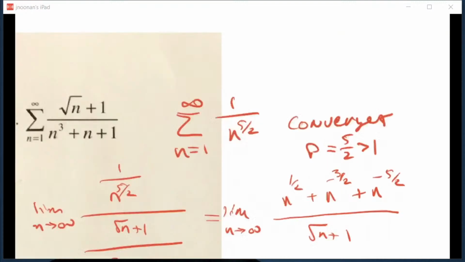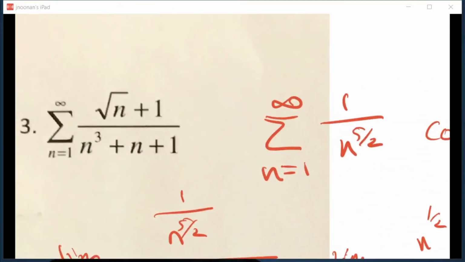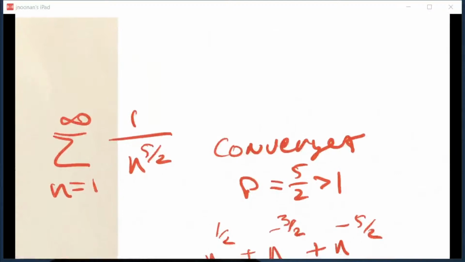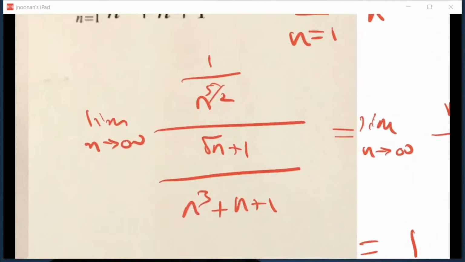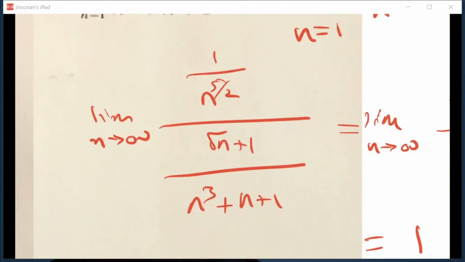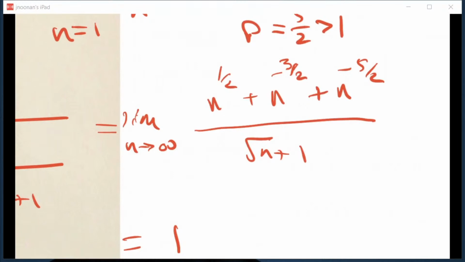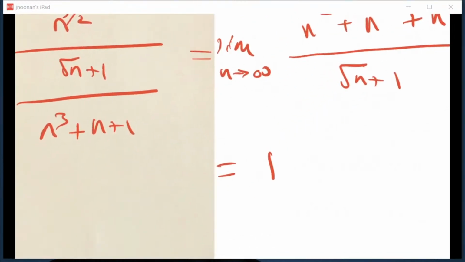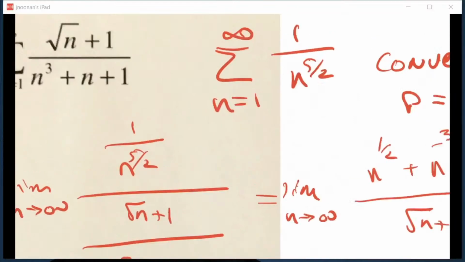Number 3 was the most confusing. What I did there was take the biggest thing in the numerator, which is square root of n, and divided by the biggest thing in the denominator, n cubed, and I got 1 over n to the 5 halves. You might have written it a little differently. That thing converges because this is a p-series with p equal to 5 halves, which is greater than 1. Then I did a bunch of algebra, and I got 1 for the limit, so that means they both converge.